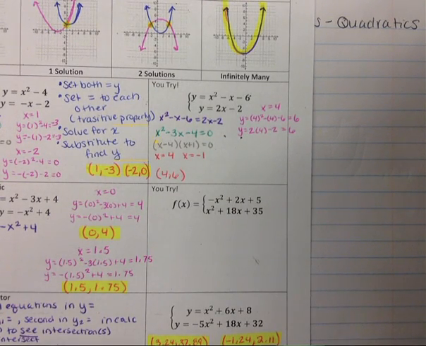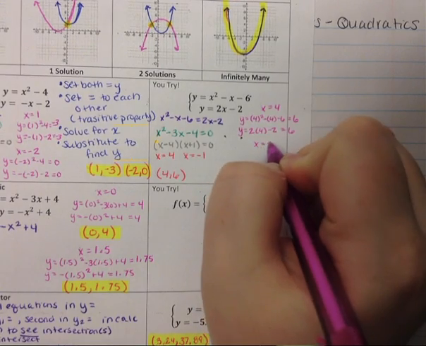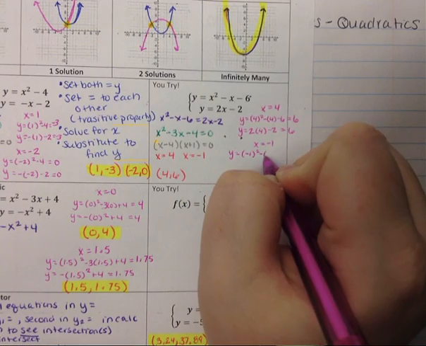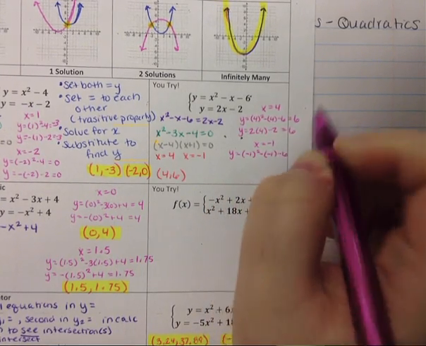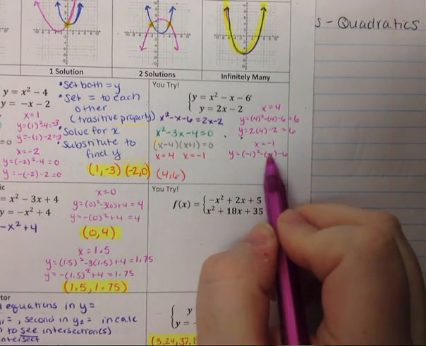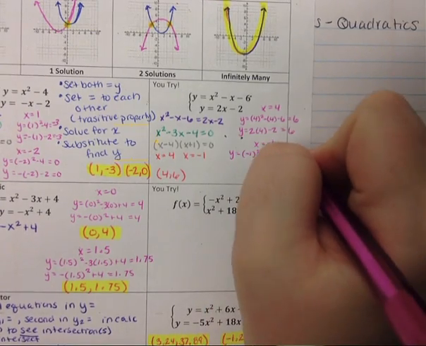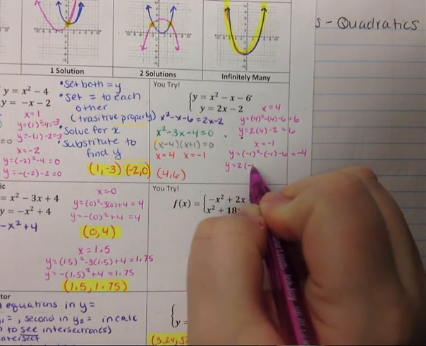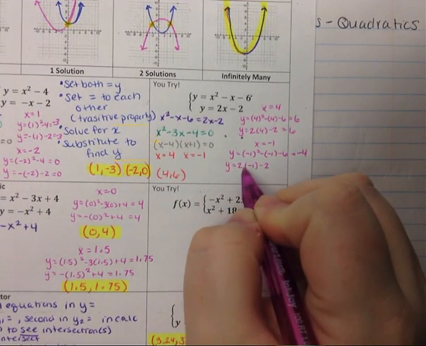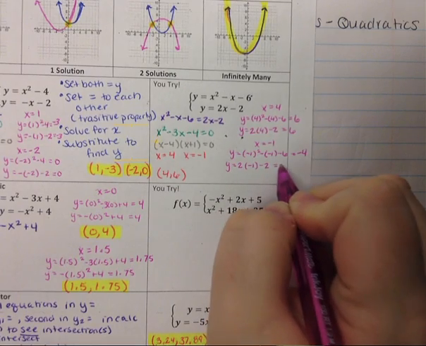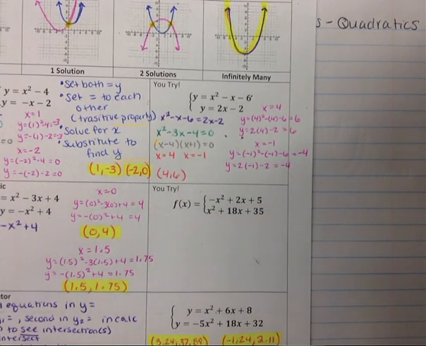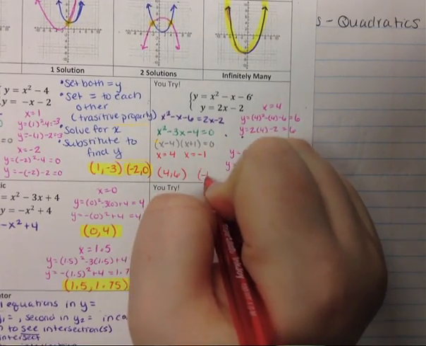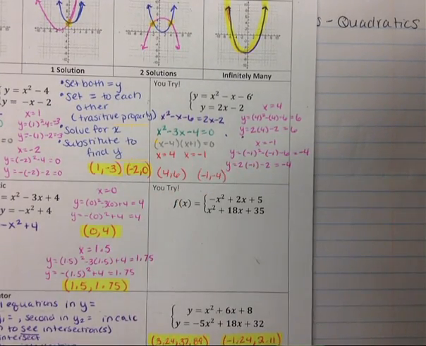I'm going to do the same thing with the negative 1. x equals negative 1. So we have y equals (negative 1) squared minus (negative 1) minus 6. So we have 1 plus 1 minus 6, which is equal to a negative 4. And we have y equals 2(negative 1) minus 2. This is negative 2 minus 2, which is also equal to a negative 4. Since these are both the same, our other coordinate is (negative 1, negative 4). These are our two solutions.